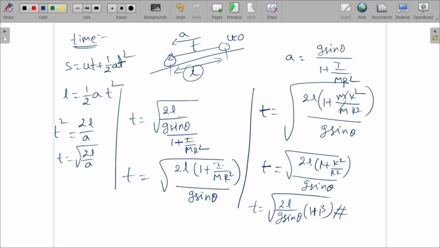From this, 2, length and g are constant, and sin theta is constant. So it will be 1 plus beta. Time is directly proportional to the root over 1 plus beta.